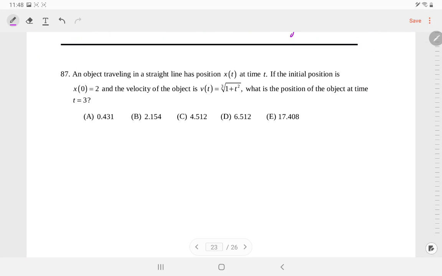Okay, 87, an object traveling in a straight line, if the initial position, okay, this is an accumulation function. Velocity, because this is not something I know how to take the antiderivative of. So let me tell you about accumulation functions. We haven't really talked about them.